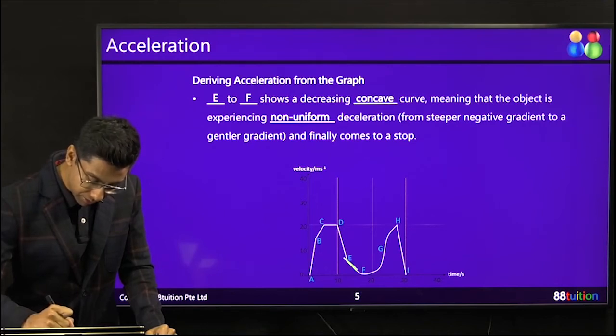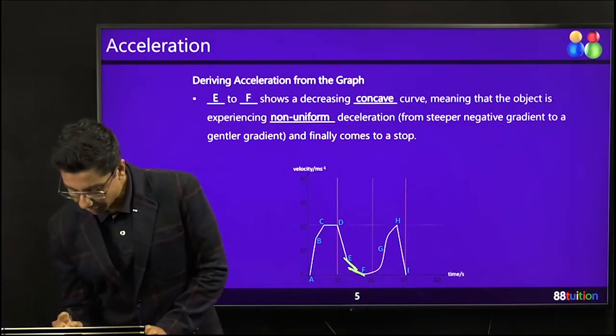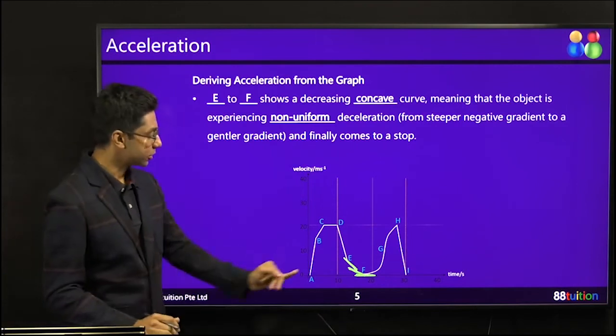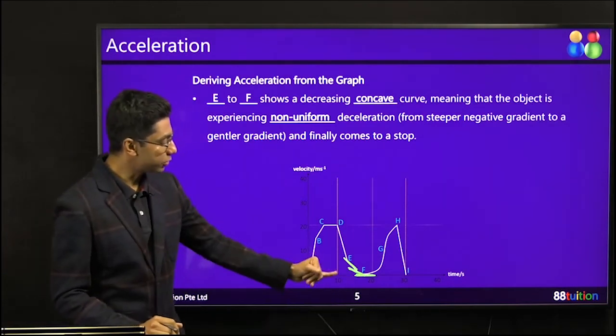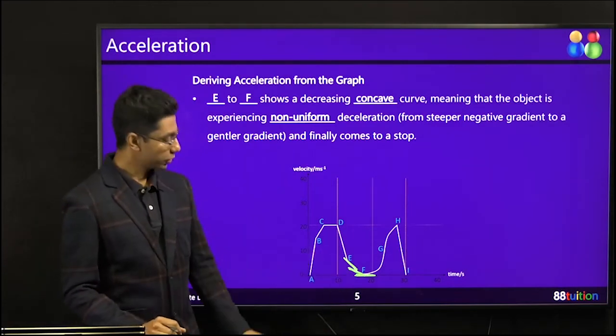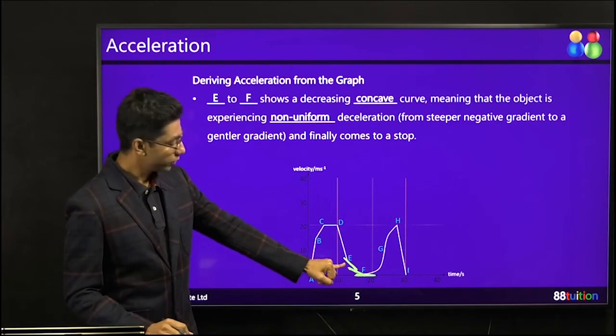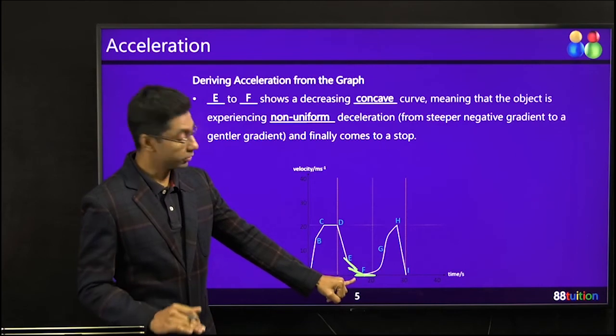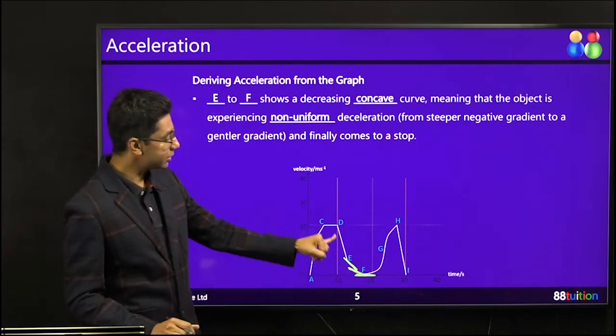Maybe here is still straight, but here the slope is going this way. And then finally the slope is going this way. So can you see? I can see three different slopes. 1, 2, 3. From just E to F, 1, 2, 3. So steep, not so steep, gentle, to zero slope. This one is considered no slope, same as here.